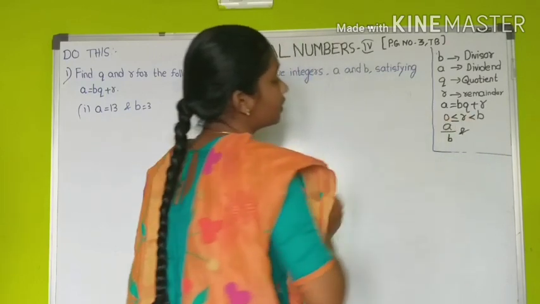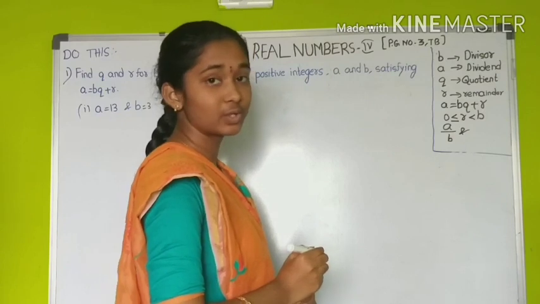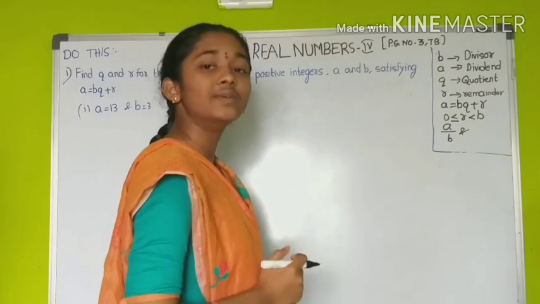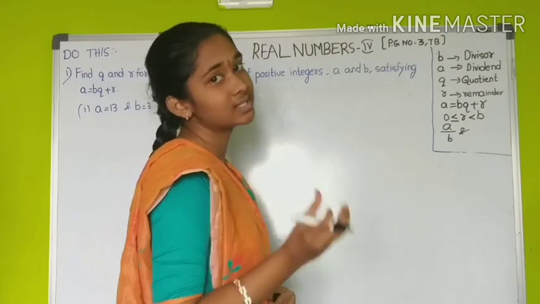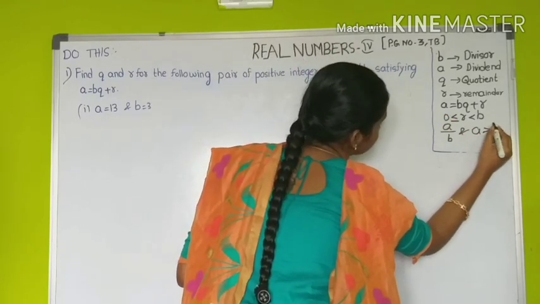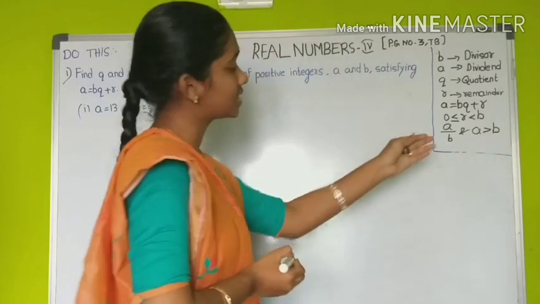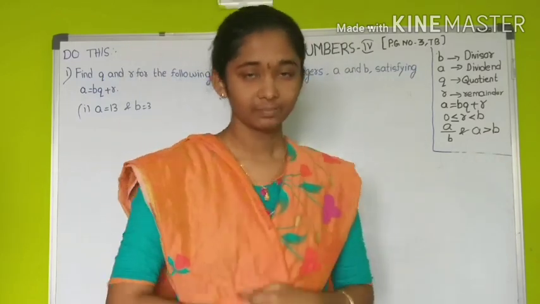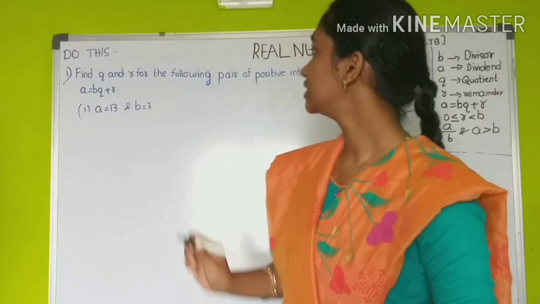And to find out what is A and what is B, we have another condition: A is always greater than B. So the greater number becomes A and the smaller number becomes B. And now we are going to do this problem.